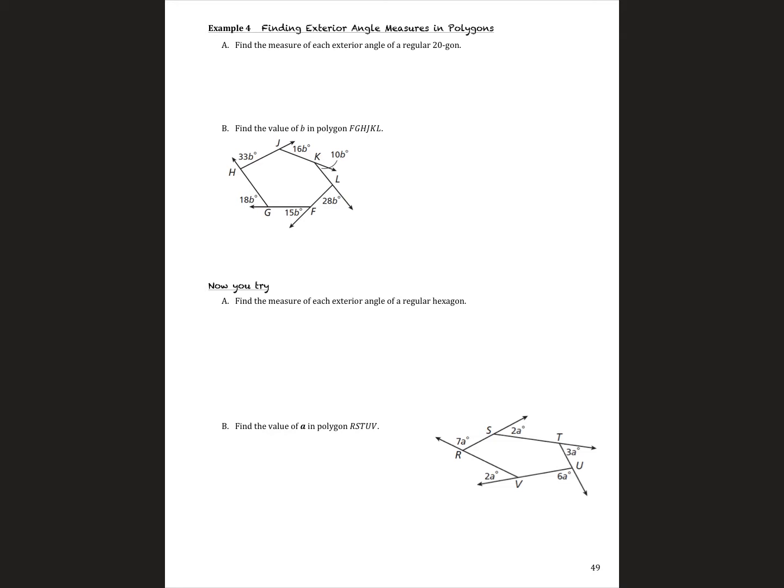Page 49, example 4B. These are exterior angles, and so it's going to add up to 360 degrees. Same thing actually for example A, exterior angles. So this one would be 360 and it's each, so divide by 20. For example B, it was 33B plus 16B plus 10B plus 28B plus 15B plus 18B is equal to 360 degrees because they're exterior. And then you solve that to solve for B.